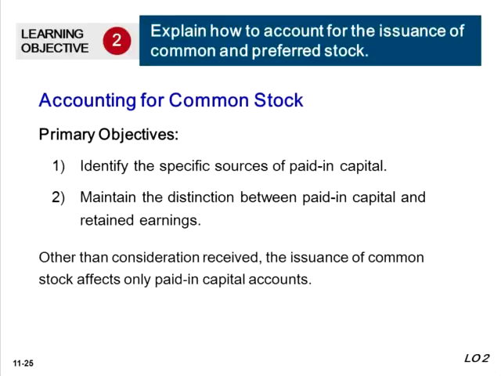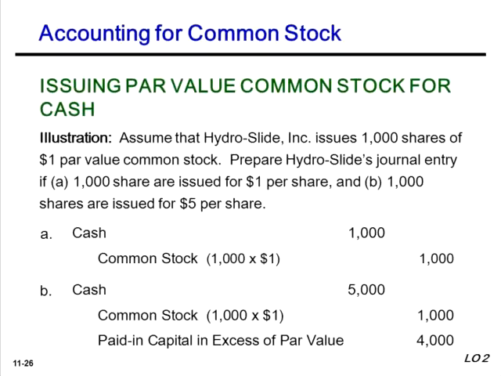So, we now have to consider accounting for common stock. We have to identify the specific sources of paid-in capital, and we also have to maintain the distinction between paid-in capital and retained earnings. Some other things that we're going to look at are other than consideration received. So what that means is, instead of receiving cash for issuance of stock, there may be a receipt of services or assets. And then we also have to remember that issuance of common stock affects only paid-in capital accounts.